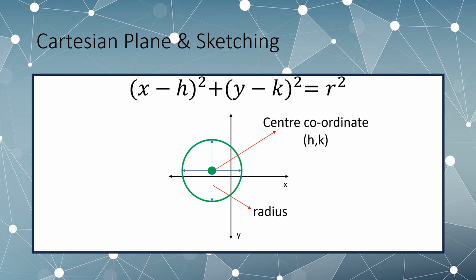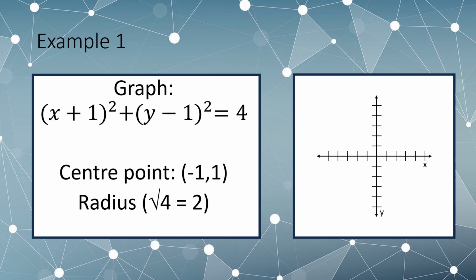It's pretty straightforward. Let's look at a few examples now, and then make it a little bit more complex, just converting back to that standard form, and see how we go graphing these on the Cartesian plane. So, in our first example, we've been asked to graph x plus 1 squared plus y take 1 squared equals 4.